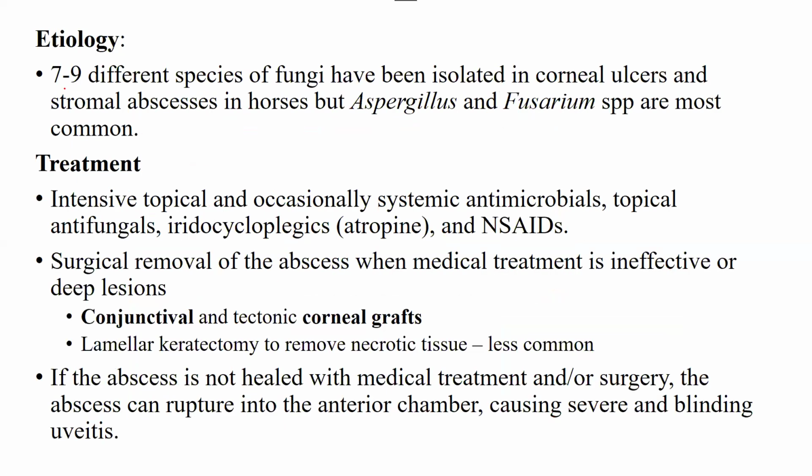As far as etiology is concerned, 7 to 9 different fungal species have been isolated in corneal ulcers and stromal abscesses in horses, but Aspergillus and Fusarium species are most common.